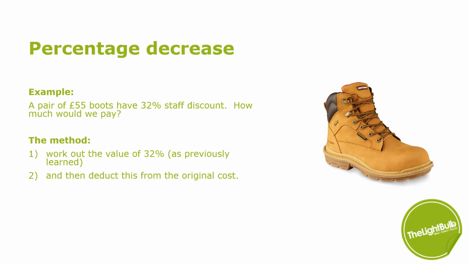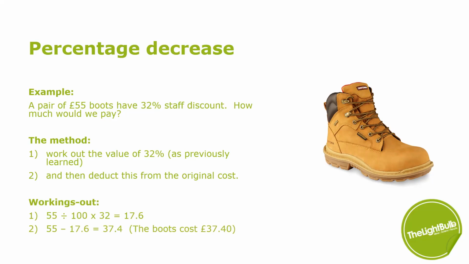Okay, so let's have a look at this question following the method through. So firstly, we do 55 divided by 100, and then we times that by 32, which is 17.6. And then step two, go back to the original amount, £55, and take away 17.6 equals 37.4, or in other words, again, because we're dealing with money, £37.40.